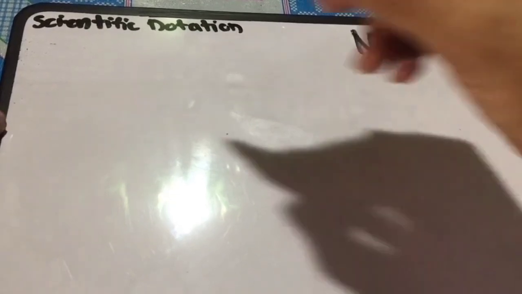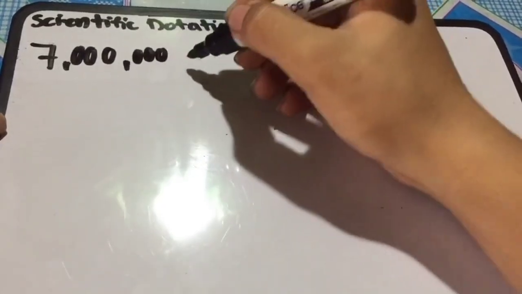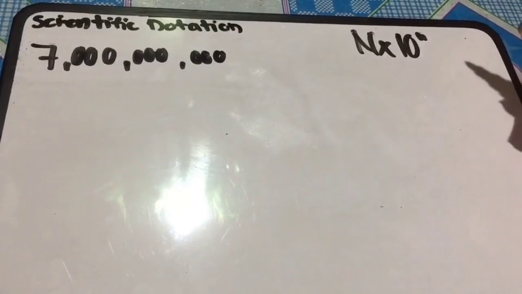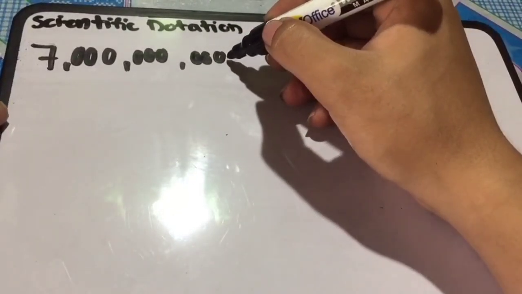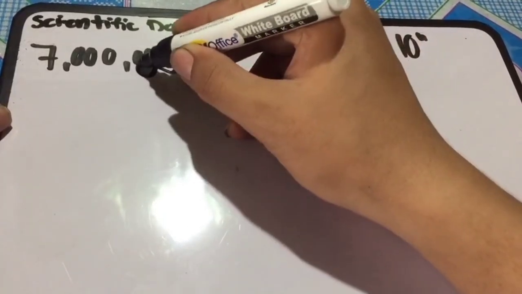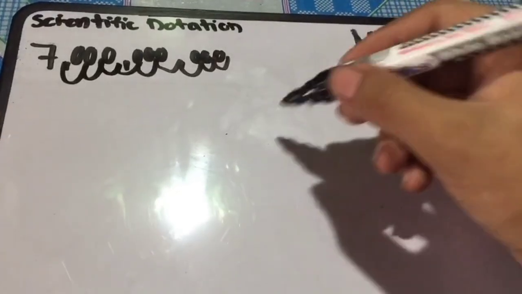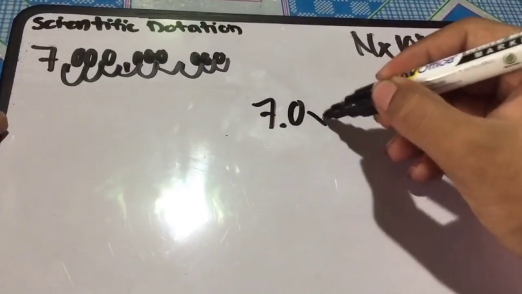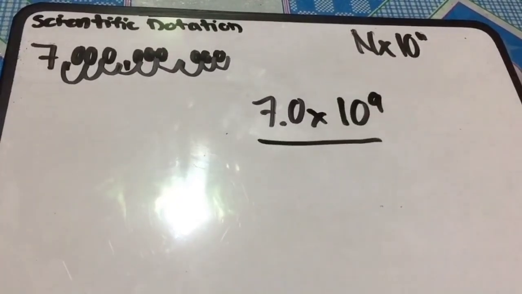Let me give you an example, which is 7 million. Let us convert this into scientific notation. The first thing we're gonna do is move the decimal point to the left, which is 1, 2, 3, 4, 5, 6, 7, 8, 9. And let us now convert it into scientific notation. 7.0 x 10 raised to 9. And that is the answer.